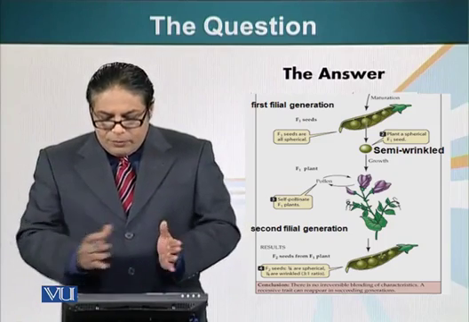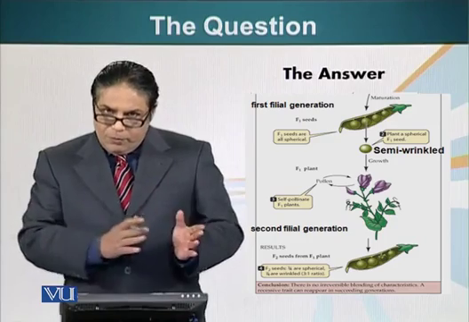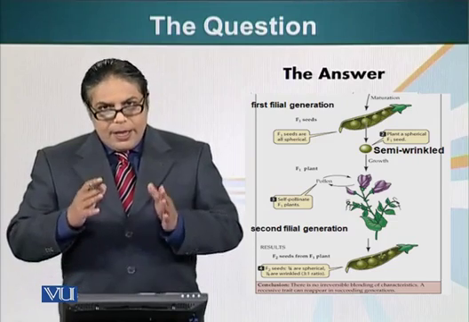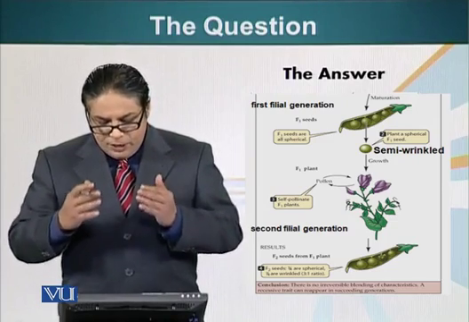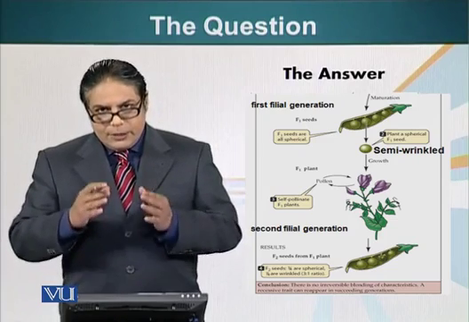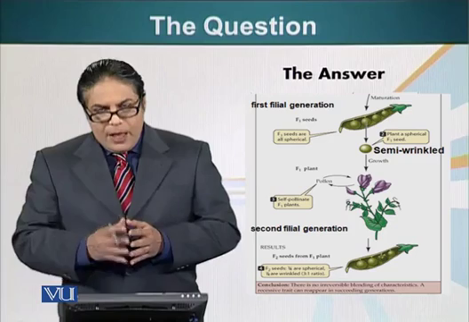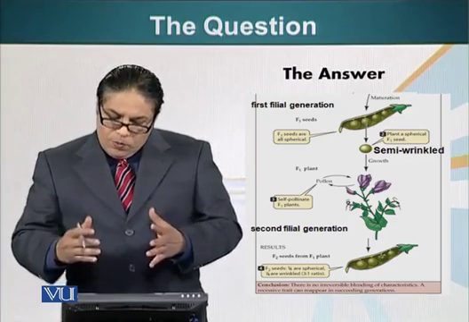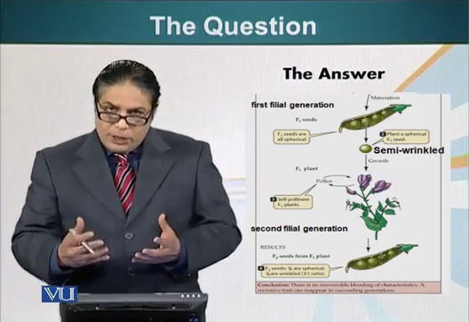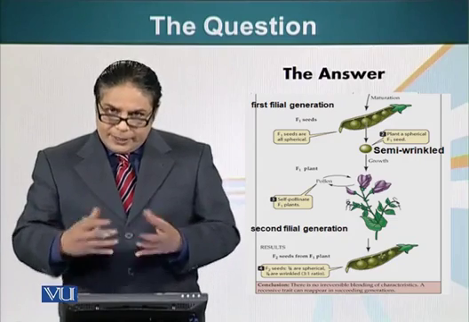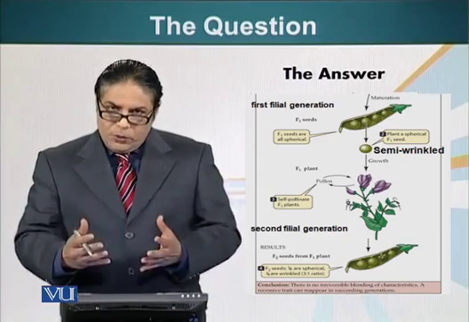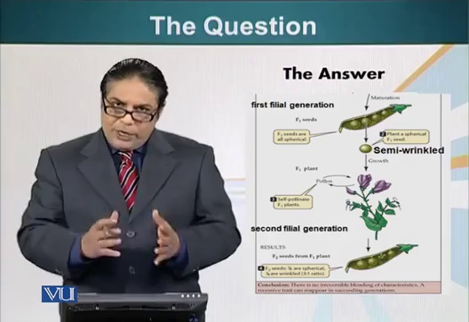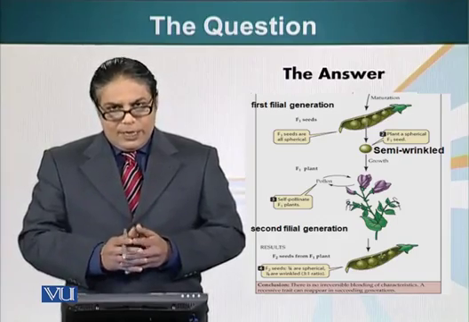Next, he crossed the F1 generation among themselves, and he got the F2, or second filial generation. He saw that in the F2 generation, 3 out of 4 seeds were spherical and 1 out of 4 seeds were wrinkled. So what were the conclusions? How did he use this data to interpret the results and make specific conclusions about the particulate theory? We will look at that in the following segment.